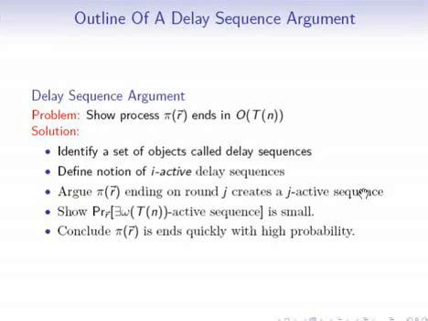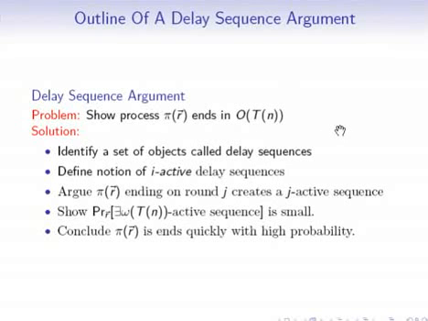So our goal is to show that some random process, π, and r here is the randomness of the random process, ends in some small amount of time. So big O of some t(n).